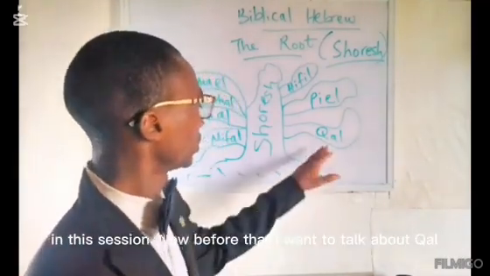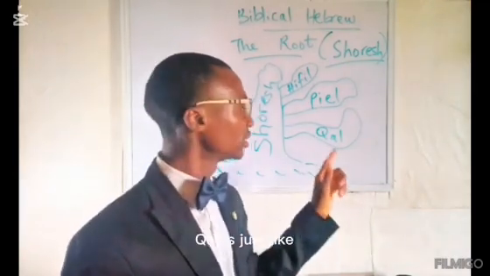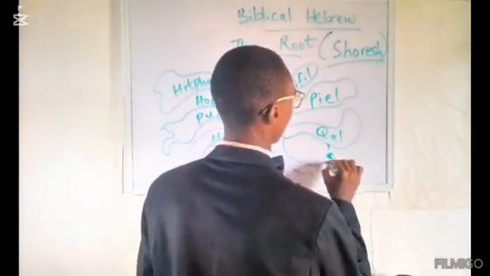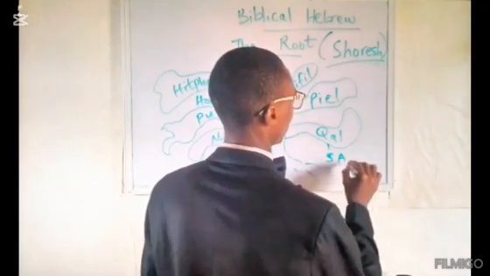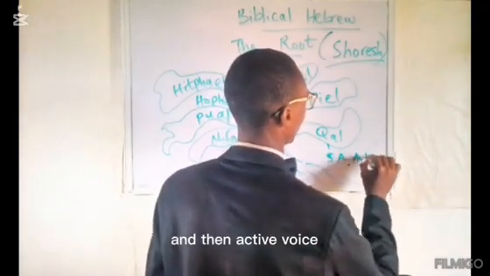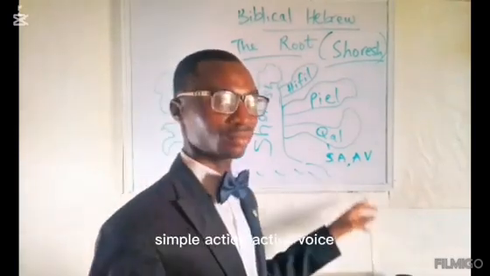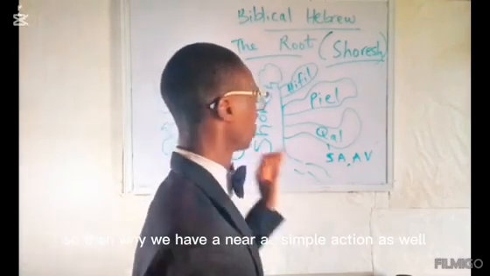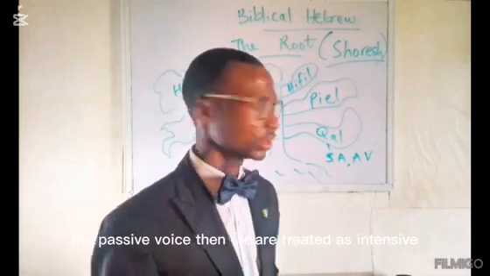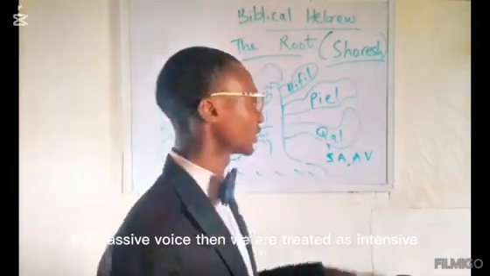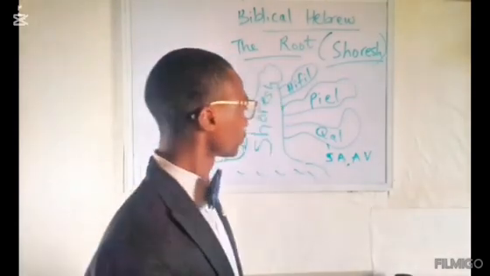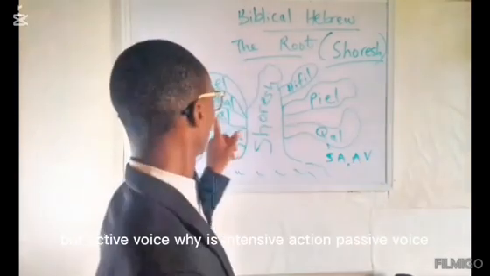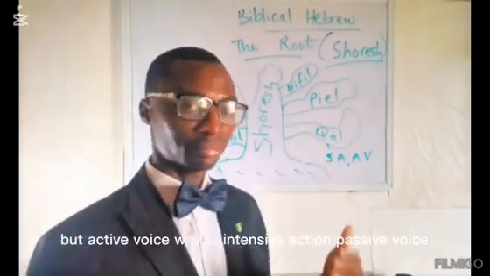Now, before that, I'll talk about Ka. Ka is the equivalent of what we have in English as a simple action and active voice. Simple action, active voice. While we have Nifa as simple action as well, but passive voice. Then we have Pie as intensive action, but active voice. Y is intensive action, passive voice.